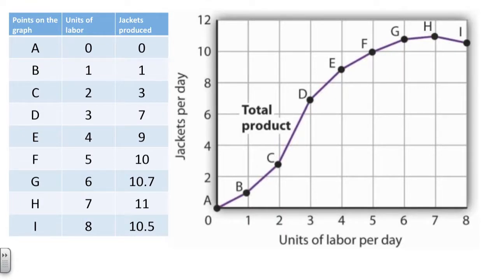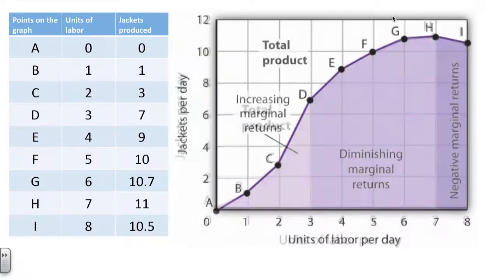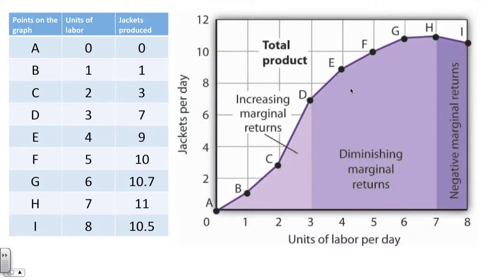We have units of labor and total jackets produced and points on the graph A through I. So what can I take from this? Well, I can take that at some point my production is not going to increase by the same rate it once was, and consequently at some point there will be too many workers and my curve will actually start to return back where it came from. And this is the concept of diminishing marginal returns.